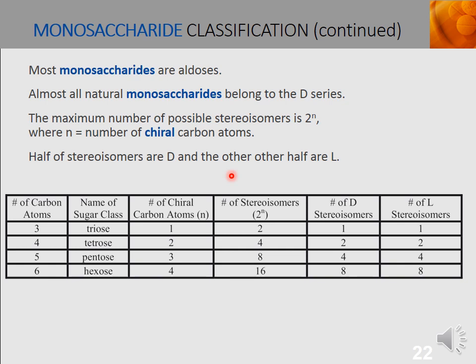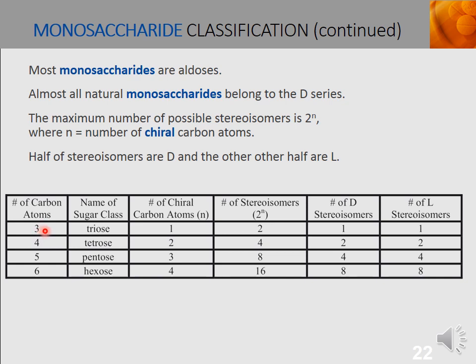Means if it contains one chiral center, then there is the possibility of 2 stereoisomers, one will be D and one will be L. Similarly, if there are 4 carbons and 2 chiral centers, there are 4 stereoisomers, 2 will be D and 2 will be L stereoisomers. If there are 3 chiral centers in pentoses, then there are 8 stereoisomers, 4 will be D stereoisomers and 4 will be L stereoisomers.